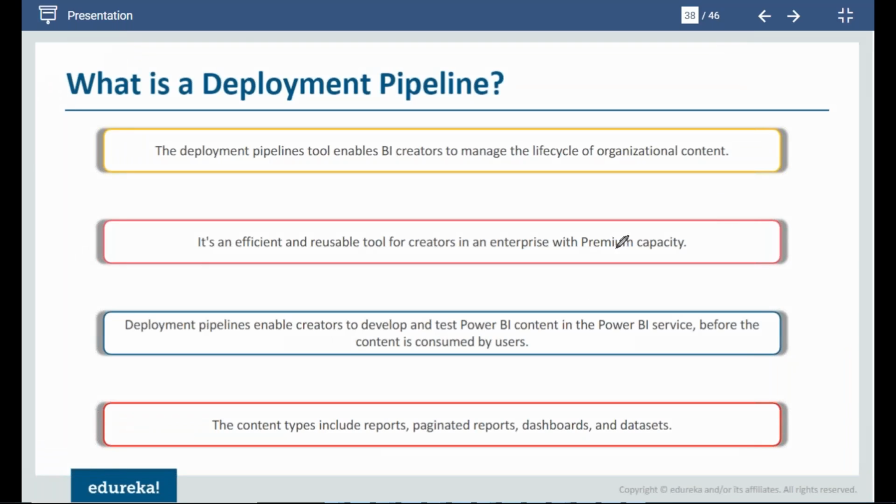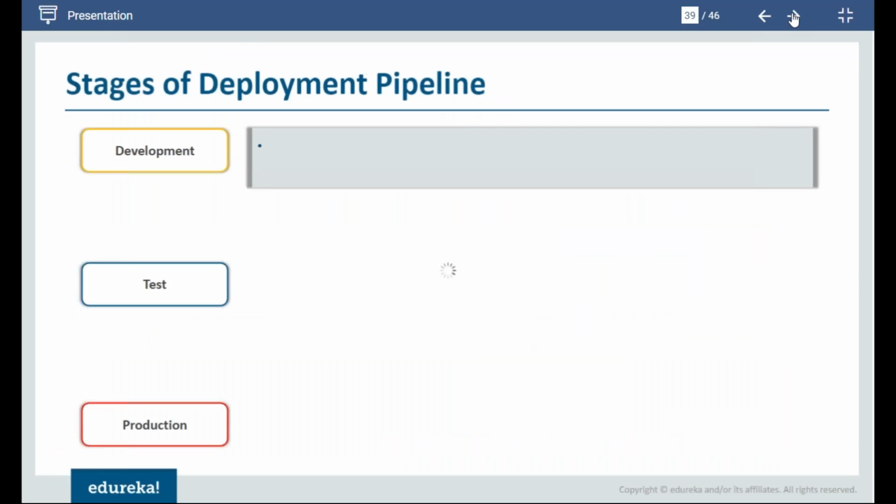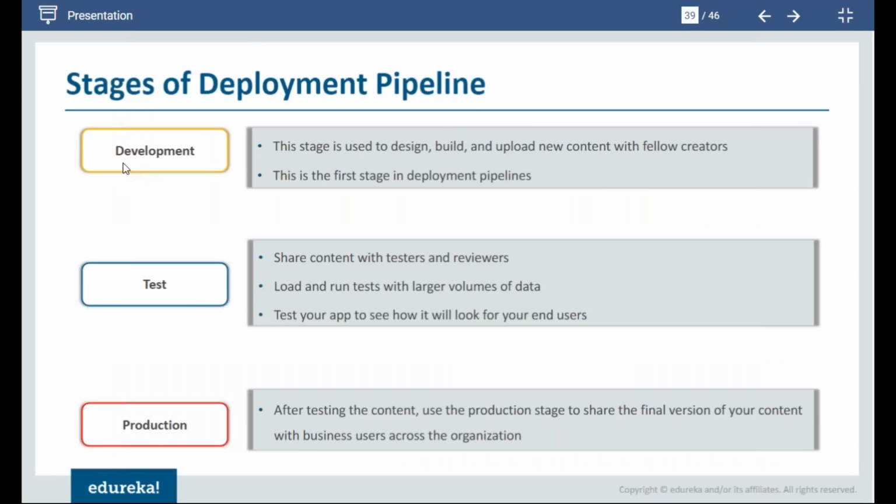This is the normal life cycle of any project. The only thing is you need to have a premium capacity. Same like this, before you publish this into the production system, the developer will place this into development and test. It could be a report, or a paginated report, or a dashboard, it could be anything. That's how it will work. There are stages: development, test, and production.